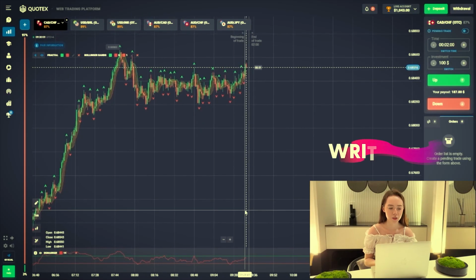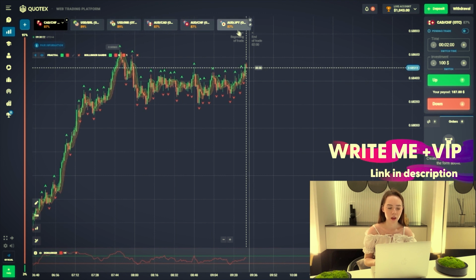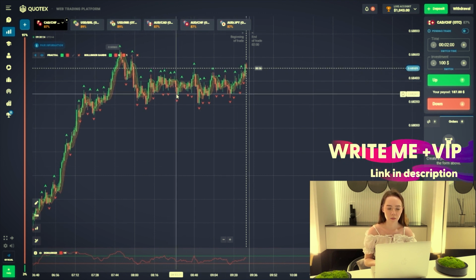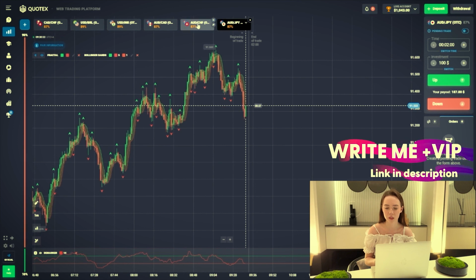Today we will trade using indicators such as Fractal, Bollinger and DeMarker. We will also monitor local highs and lows, open deals in the direction of the trend and observe movement directions. This is the currency pair I picked for today's examples. The amount of transactions will be $100 and the expiration time will be 2 minutes.